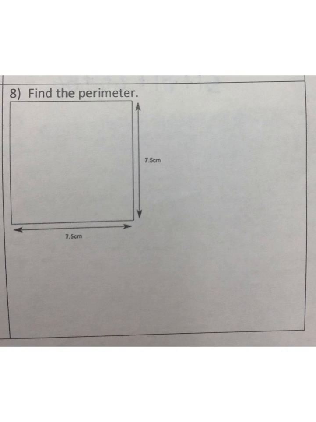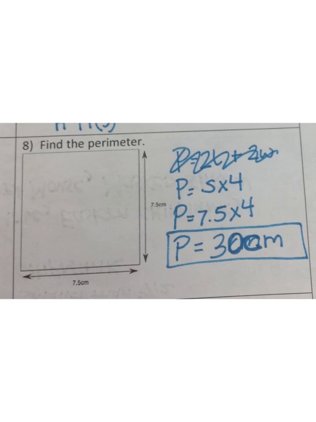Number 8, find the perimeter. So again, distance around the outside. This is a square. I know that because the sides are the same. And perimeter would be side times 4. And so that's 7.5 times 4, and that gives me 30 centimeters.